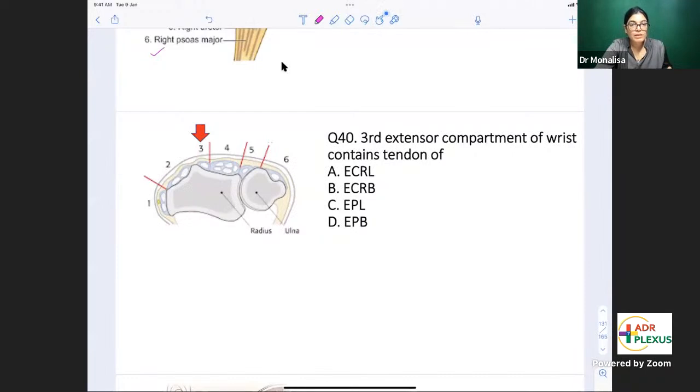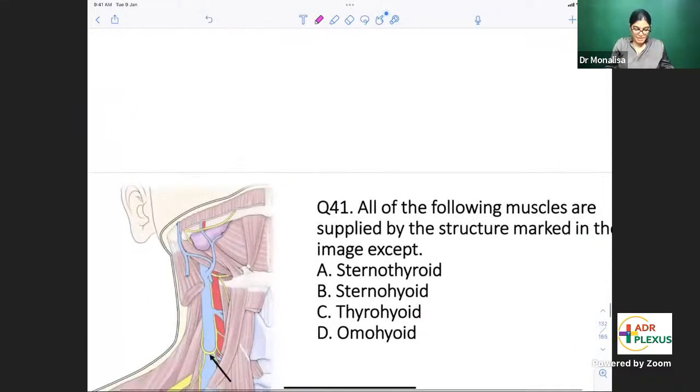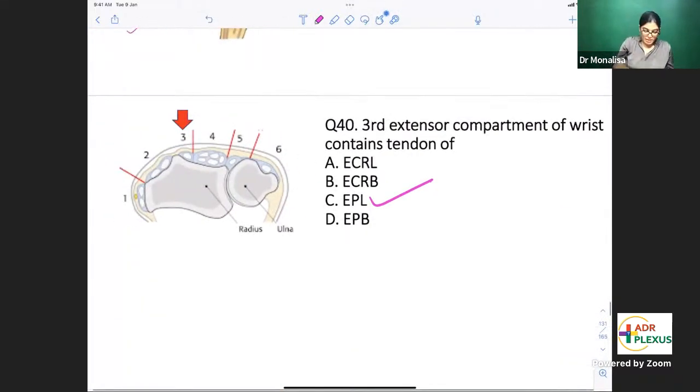Gayatri, Saruna, RR, Asha, Kritri, Monisha, Dr. Monisha. Yeah, so absolutely correct. EPL, extensor pollicis longus. Absolutely correct. Yes, my dear, it is the extensor pollicis longus.